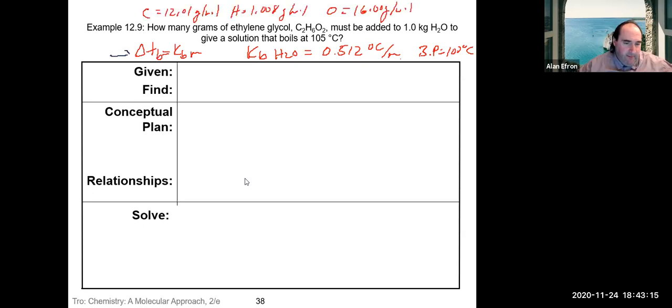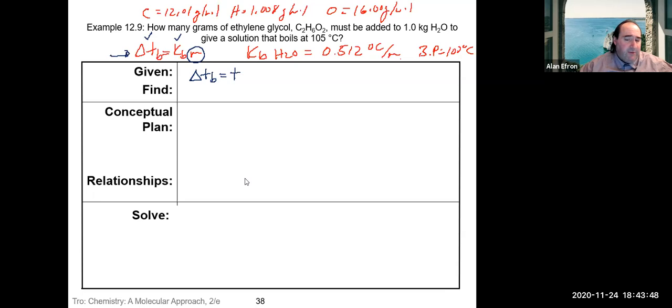Kind of working the same way. We got some information given to us. We have where the solution actually boils. We also have the Kb. So from that information, we can pretty much get to our molality, which will help us. So why don't we start with where the solution actually boils. And remember that that number given to us is actually not the change in the boiling point temperature, but where the solution actually boils.